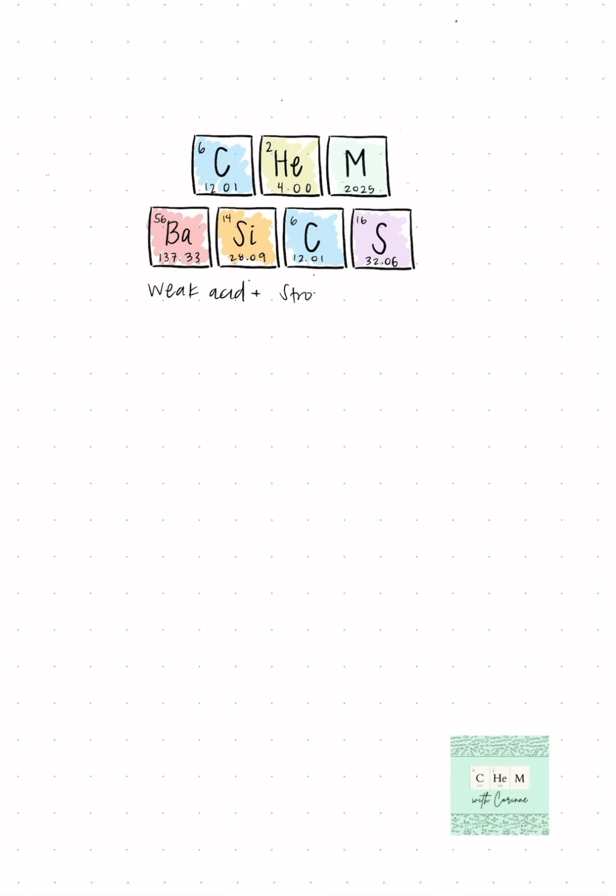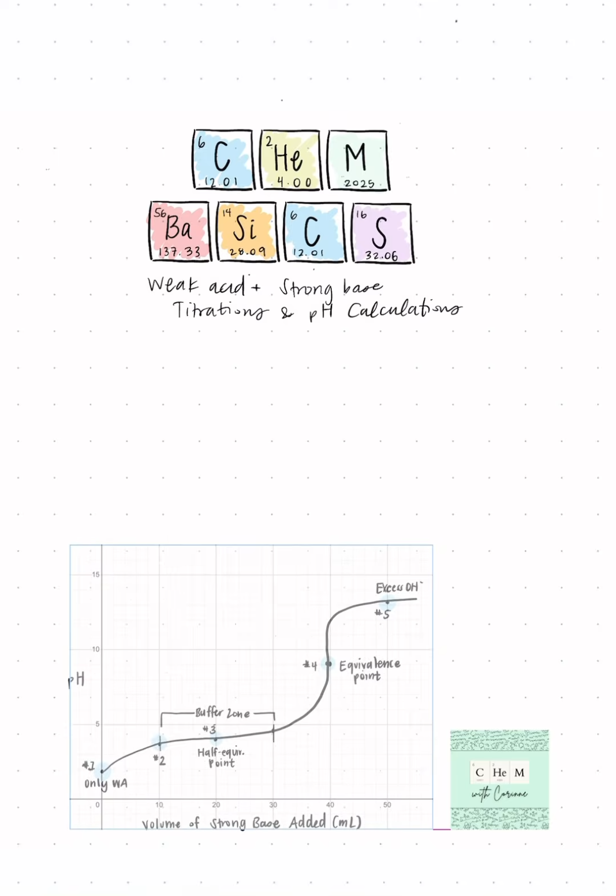All right, this is the big one. Let's talk about how to determine the pH at different points of a weak acid, strong base titration. This is what the titration curve is going to look like, and we're going to look at those 5 positions on that curve and talk about how the calculation changes.